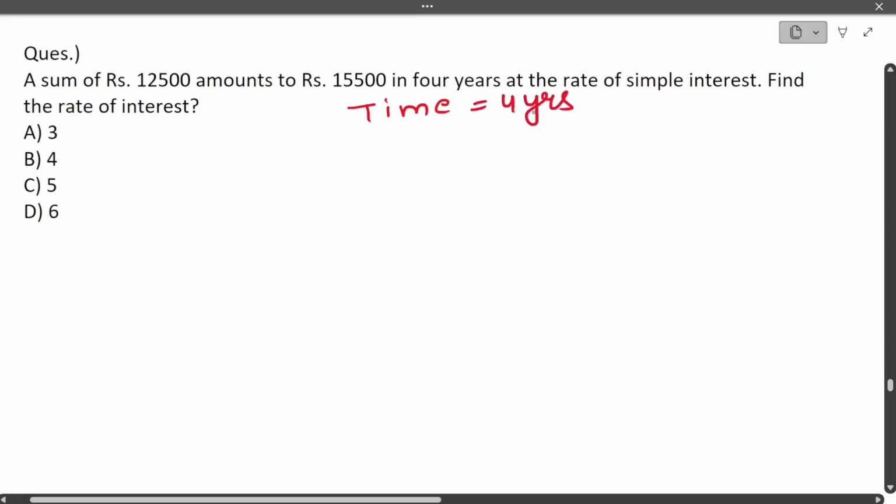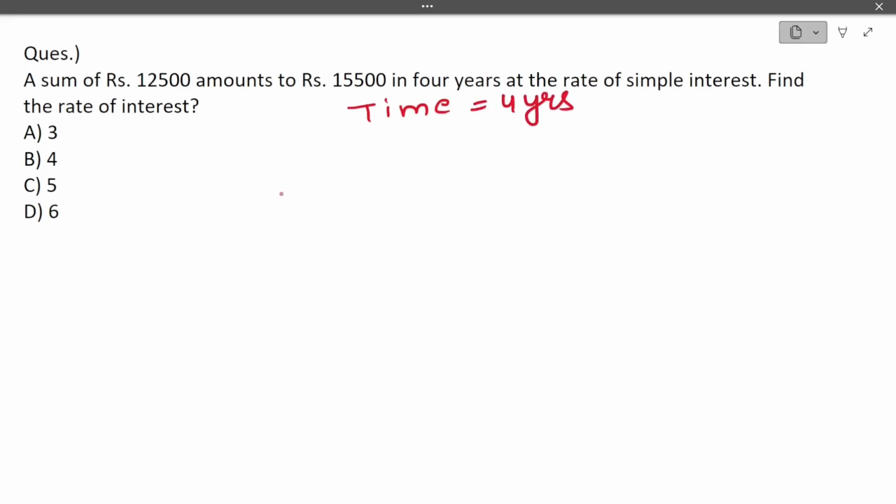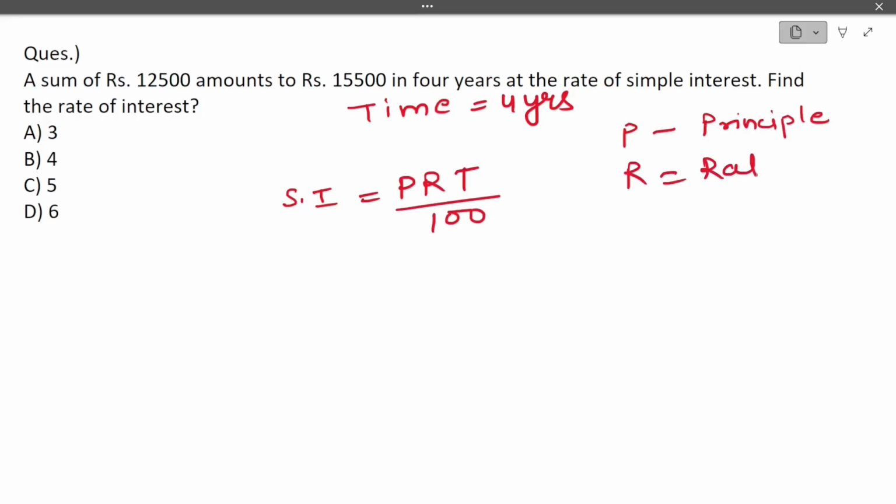Now whenever we have to solve these kinds of questions, there is a very common formula for calculating simple interest, which is PRT by 100. If you are not aware, P is your principal amount, R is your rate of interest, and T is the time. Now in this question, we are asked to find the rate of interest only. So we have to find R, which means we should have the other values. Let's see if we have them or not.